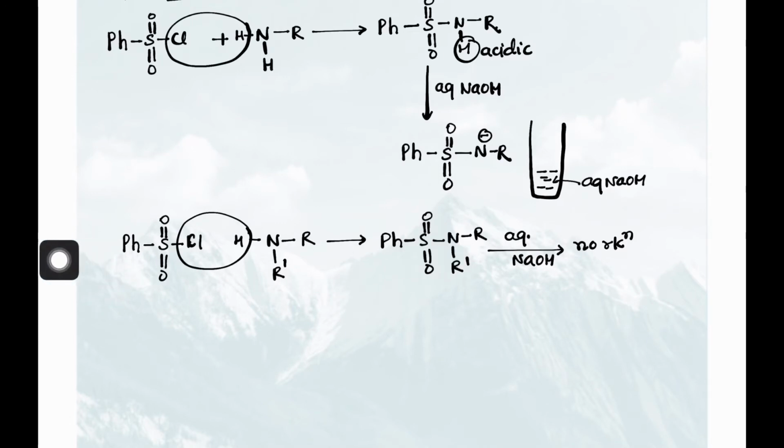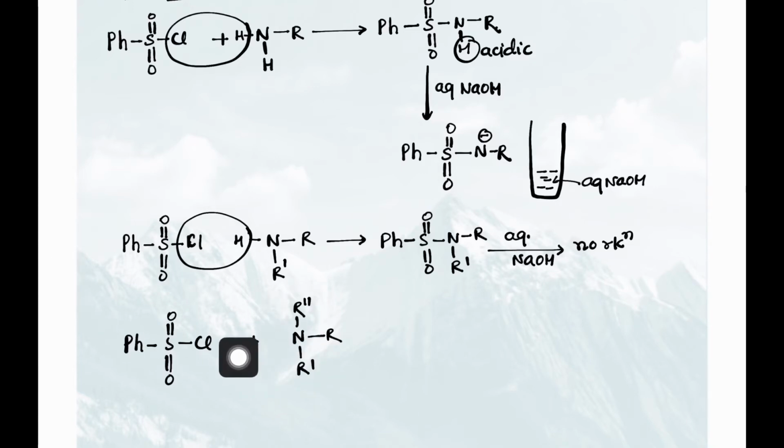Now if it is 3 degree amine, then suppose it is N, R, R dash, R double dash. All are alkyl groups only. So there is no hydrogen. So there will be no reaction at all. So when it is 3 degree amine, there will be no reaction. When it is 2 degree, first there will be a nucleophilic substitution reaction, and further it will not be soluble in aqueous NaOH. In the 1 degree, there will be the reaction and it has acidic hydrogen. Due to that, it will be soluble in aqueous NaOH.